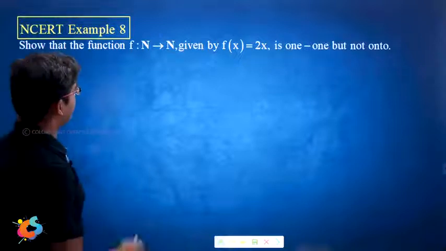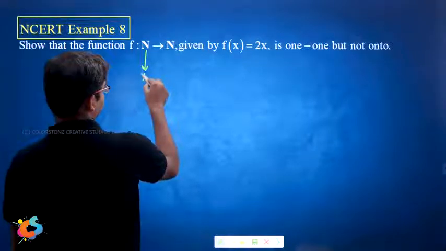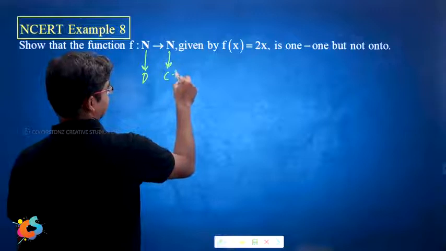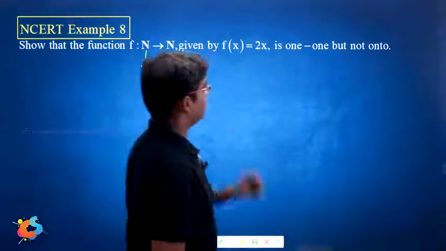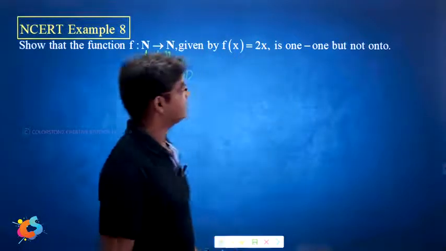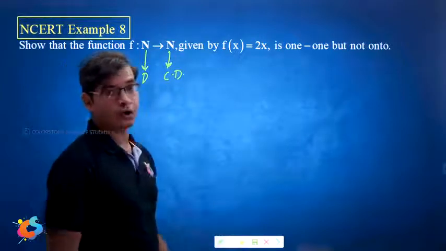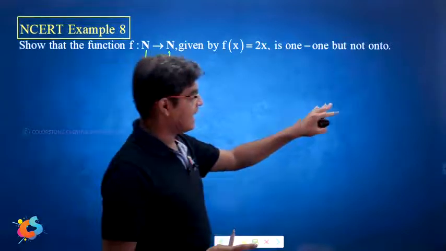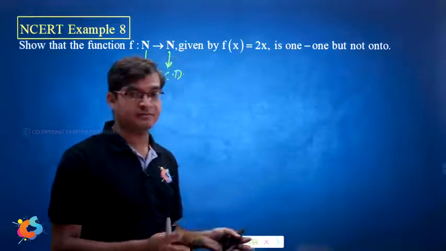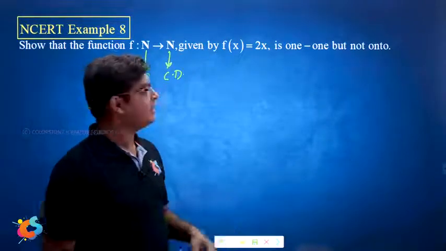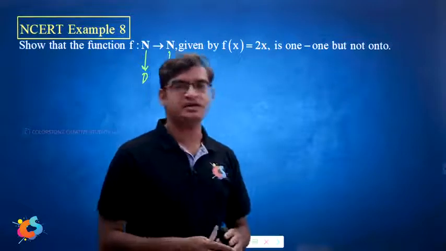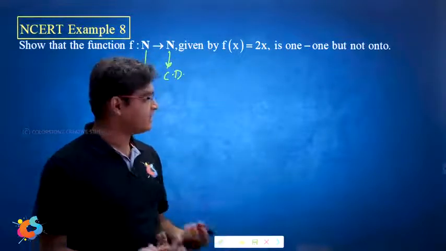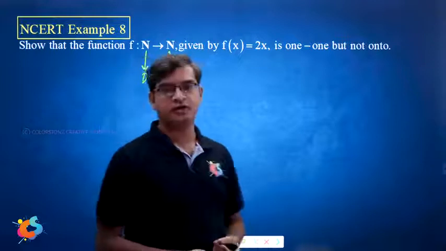Show that f maps from N to N. So this is our domain and this is our codomain. Given by f of x is equal to 2x is 1-1 but not onto. So always it is good to have a set diagram in the rough as far as boards is concerned. As far as competitive exams are concerned, you don't need to do anything. You can do whatever you want. You have to get the answer.